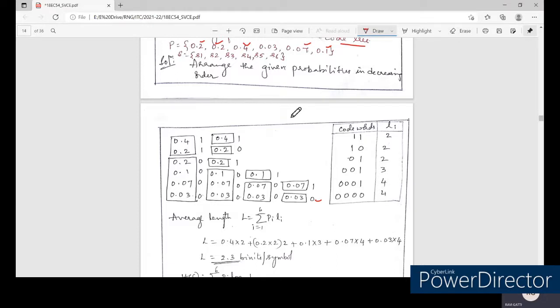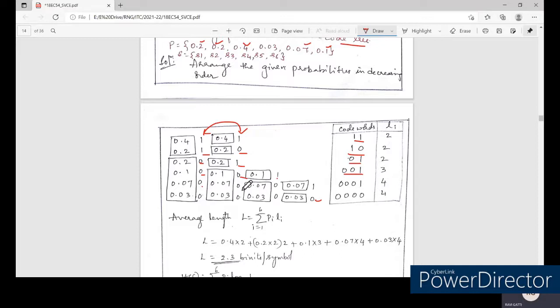So how are you going to find out the code words? You can see here for the first symbol 0.04, what are the code words? The code words are 1, 1. Next, for the second one, the code words are 1, 0. For the third one, the code word is 0, 1. For the fourth one it is 0, 0, 1.